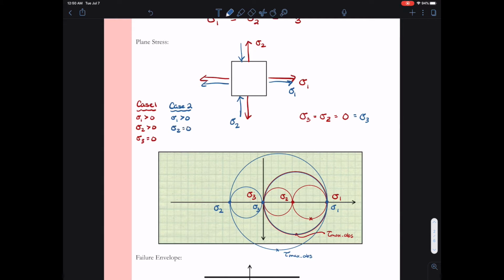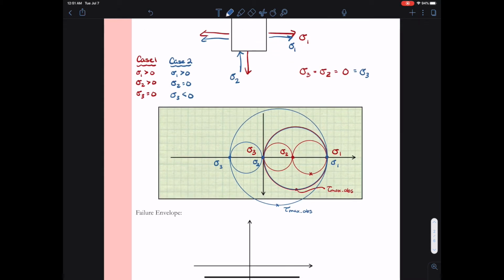All right, so I'm going to just write down some information about case 1 and case 2. Technically, we should reorder sigma 1, sigma 2, and sigma 3 for the case in blue so that sigma 2 is really 0 and sigma 3 is really the compression force, because it is a thing in engineering mechanics to always order the principal stresses so that sigma 1 is the highest algebraically, then sigma 2, then sigma 3.